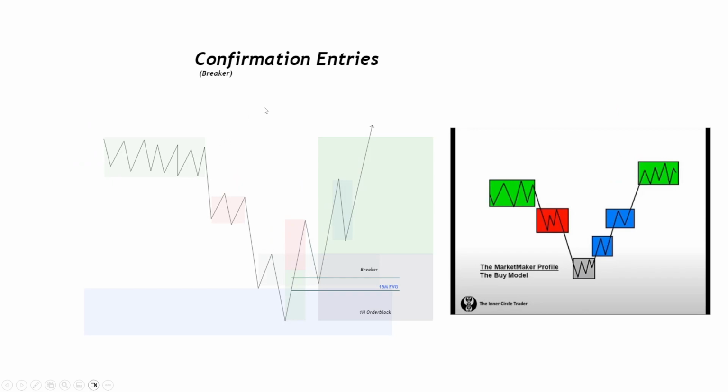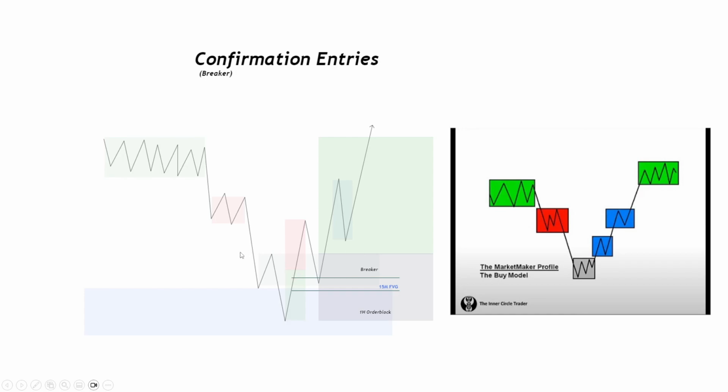A confirmation entry with a breaker could look like something like this. Here again you have your market maker buy model. You trade into the 1 hour order block and you wait for the break to form. So we break market structure to the upside there. It's a shift in market structure. You have your breaker and you have your fair value gap right there in discount, and you can just set your entry at the top of the breaker and your stop loss below the low.